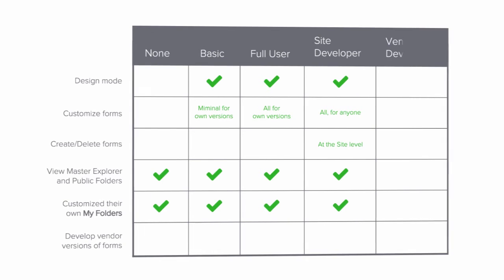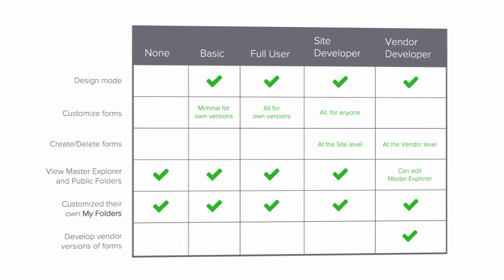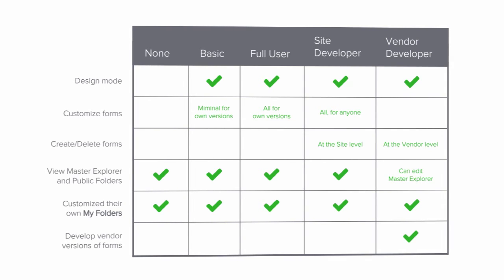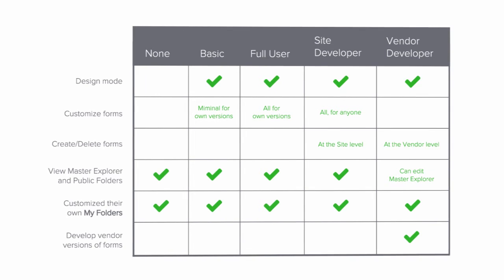The last level of editing permissions then, vendor developer, is used if you are building an application for resale. When this is the case, and you are developing new forms that your users or customers will be able to extend and customize, this level of editing permissions allows you to create your forms and applications in a way that will automatically upgrade when you deploy new versions.